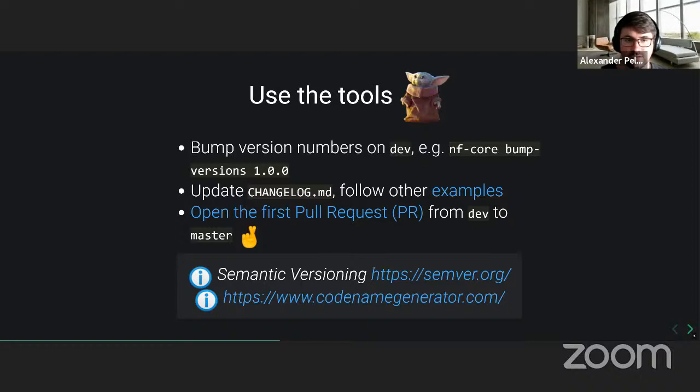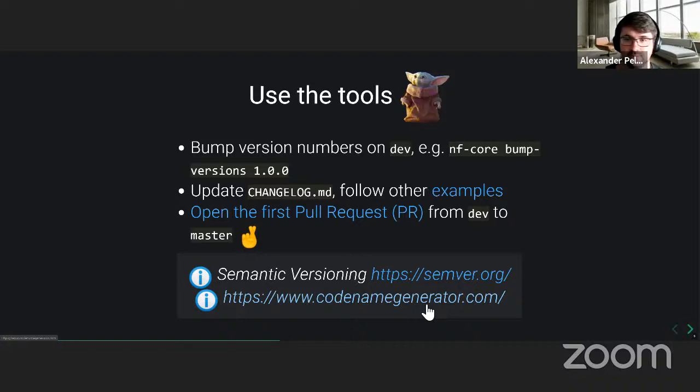So most pipelines in nf-core actually use so-called semantic versioning. In order to find out what that actually means, there's an extra link here on the bottom. And also a lot of the pipelines actually use code names for the pipeline releases. So if you have a pipeline release version 1.0.0, most people also use an additional code name for that pipeline.